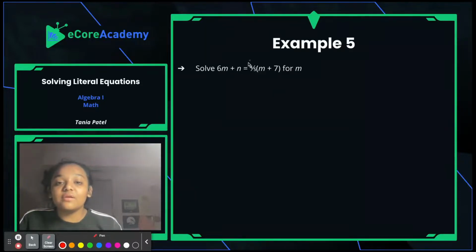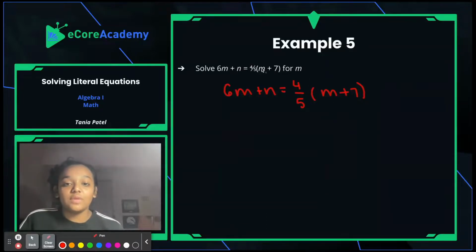Again, because of personal preference, I like to rewrite it. 6m plus n equals 4/5 times (m plus 7). We're solving this for m. We know that there's an m here and an m here. We know that when we solve for something, we have to isolate that something on one of these sides.